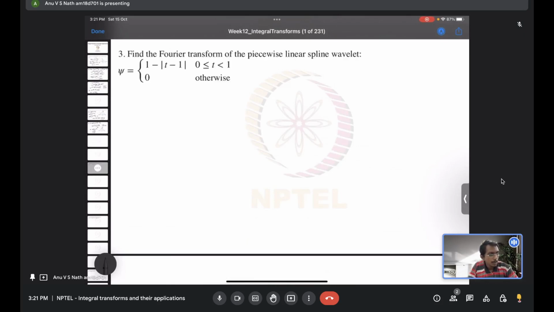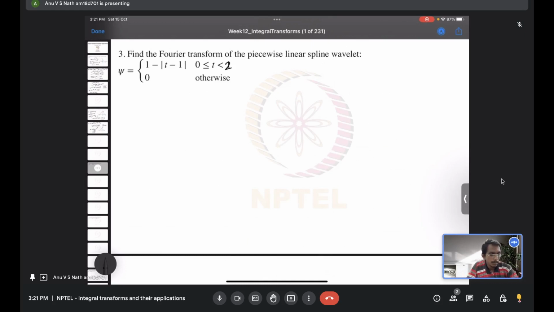So find the Fourier transform of the piecewise linear spline wavelet. Its equation is given. Psi is 1 minus absolute of t minus 1, for t from 0 to 2, and 0 otherwise. Okay, that's a mistake, actually it is 0 to 2.